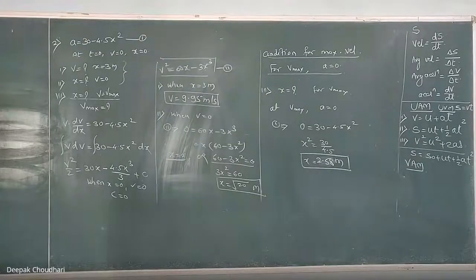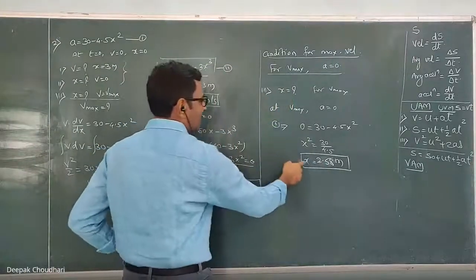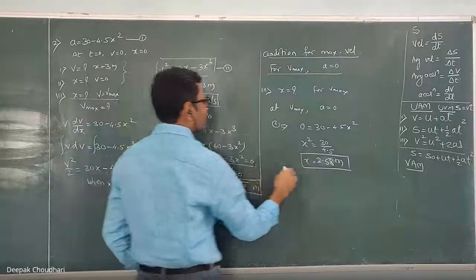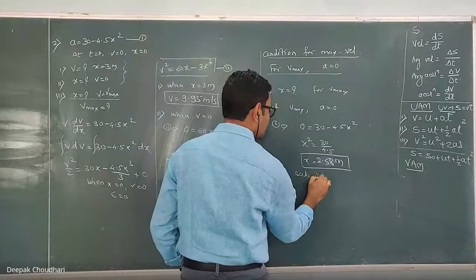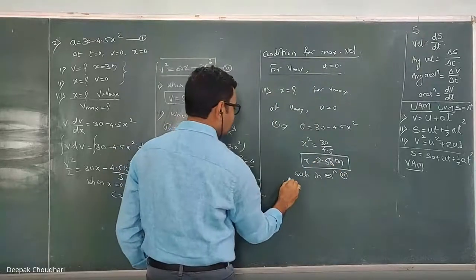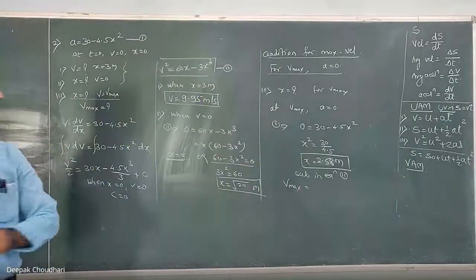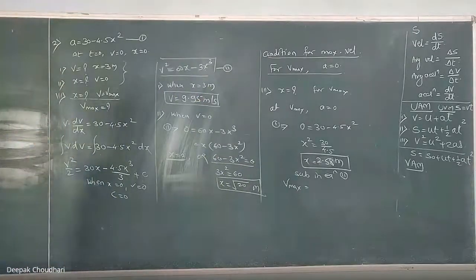Okay. So x equal to 2.58 meter. This is the position at which the velocity is maximum. So if I substitute this in equation number 2, substitute in equation 2, here v becomes Vmax. So calculate this Vmax by substituting x equal to 2.58 in equation number 2.